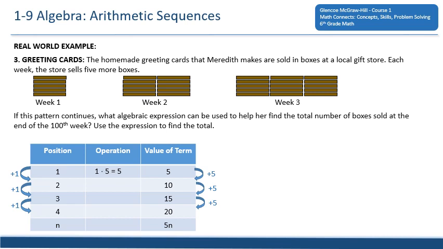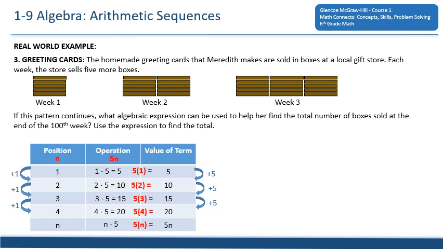So if we do 1 times 5 equals 5, 2 times 5 equals 10, 3 times 5 equals 15, 4 times 5 equals 20, and then we have n times 5, which we rewrote in the value as 5n. So 5 times 1, if we write it that way, 5 times 2, 5 times 3, 5 times 4, 5 times n. And then with that 5 times n, we can find the value of any position in the sequence.